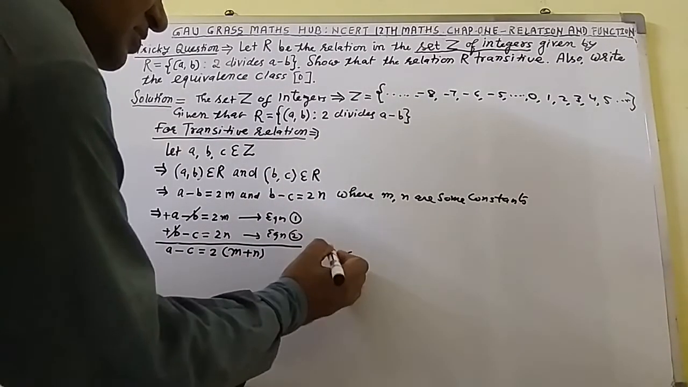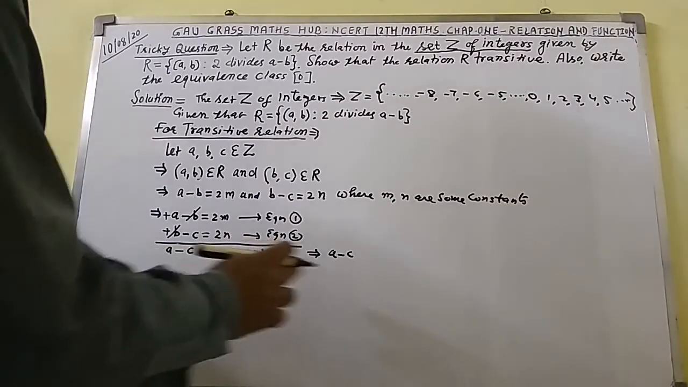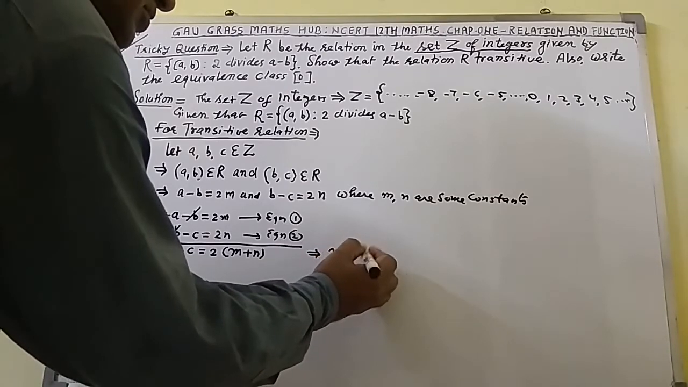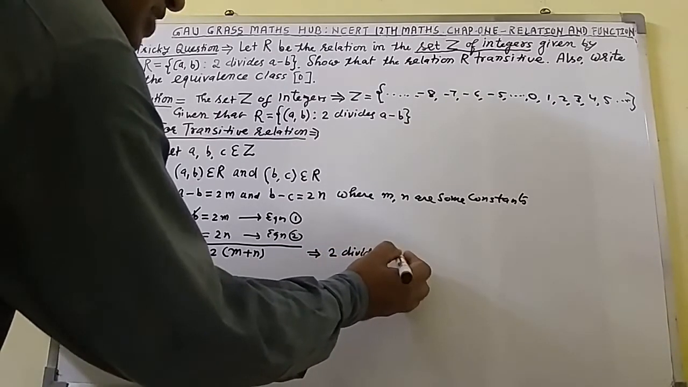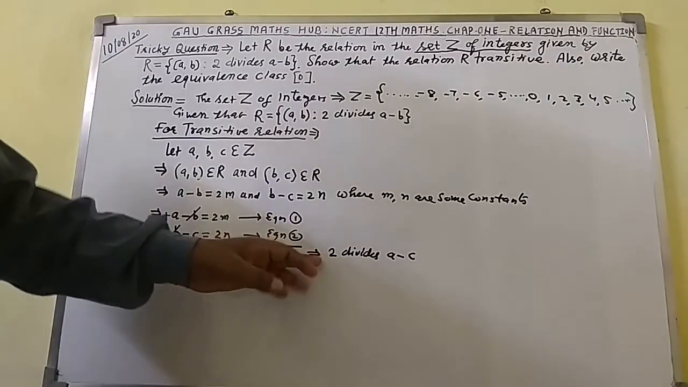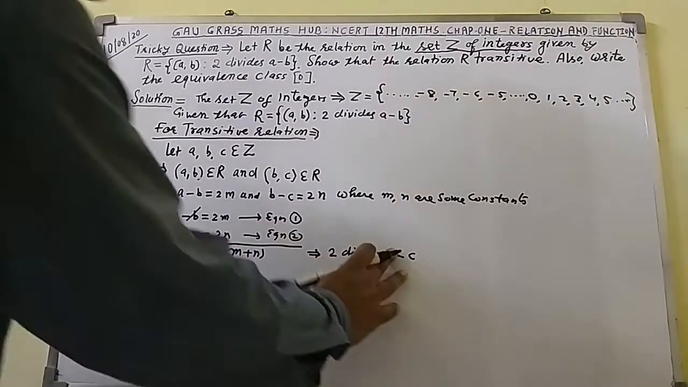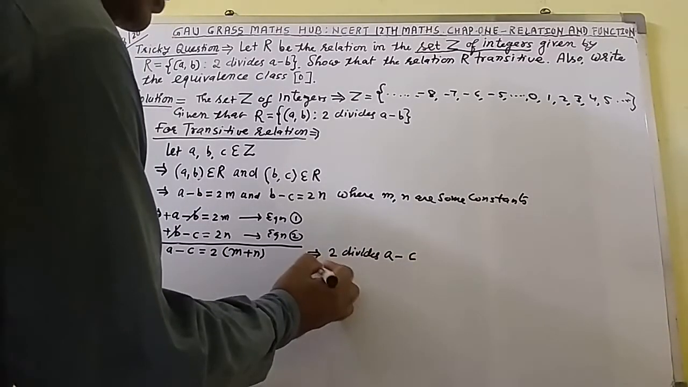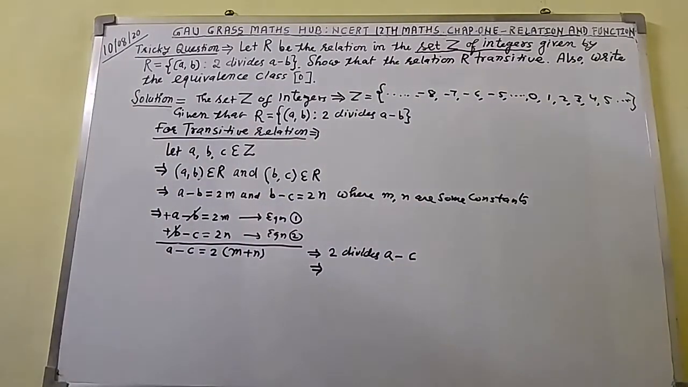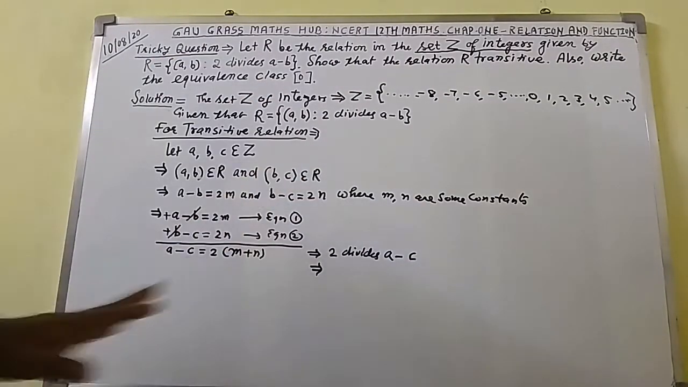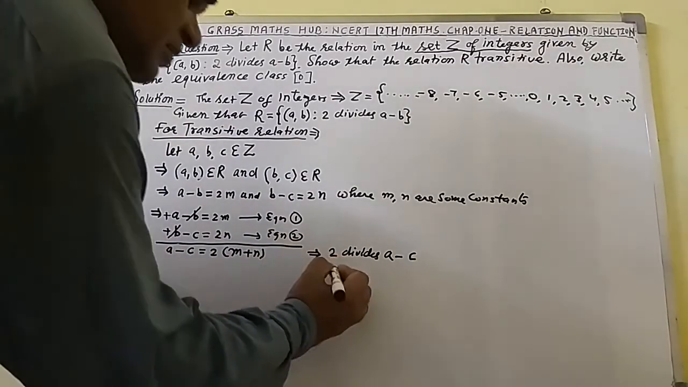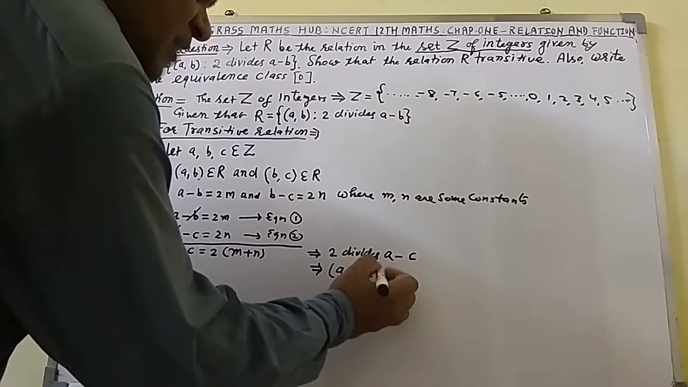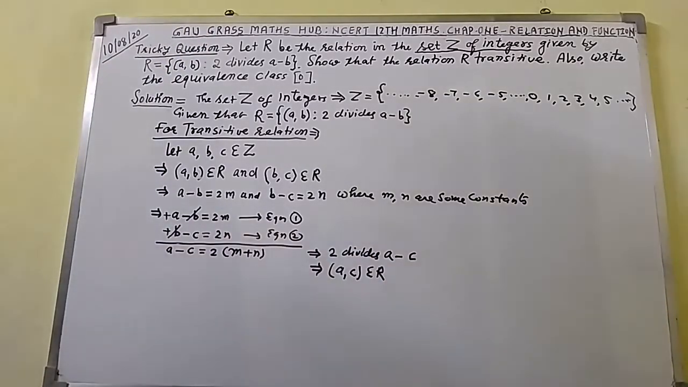A minus C, 2 divides A minus C. This is the condition. So if 2 divides A minus C, then the ordered pair (A, C) belongs to capital R.